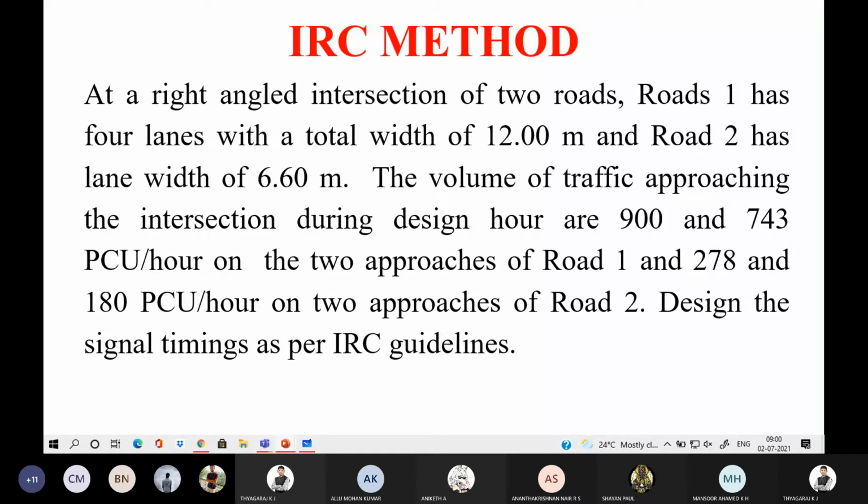At a right angled intersection of two roads, road 1 has 4 lanes with a total width of 12 meter, and road 2 has a lane width of 6.6 meter with 2 lanes. The volume of traffic approaching the intersection during design hour are 900 and 743 PCU per hour on the two approaches of road 1 and road 2. Design the traffic signal as per IRC guidelines.